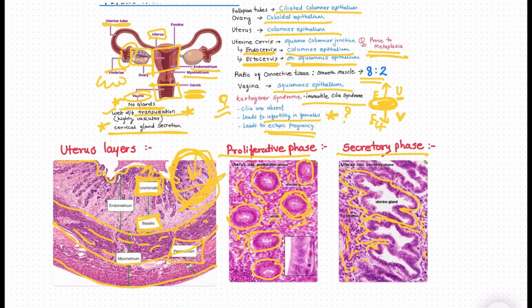So today we have covered the genital system in short. We saw both male and female genital system, okay.